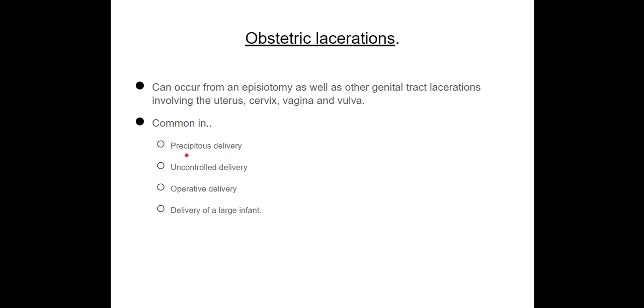And those kinds of deliveries can cause a lot of damage as the baby passes through the birth canal. Uncontrolled delivery, if the birth attendant does not control the descent of the baby's head as the mother is pushing, that uncontrolled descent may cause a lot of trauma as it's coming down. Operative delivery, like we mentioned in forceps delivery, may be traumatic because of the excess manipulation using the forceps, so it can predispose to lacerations.